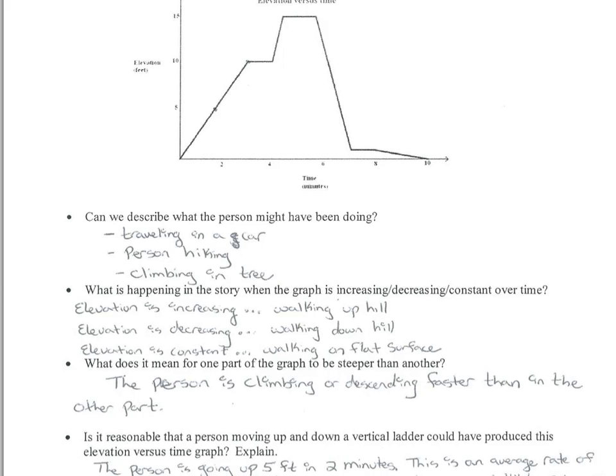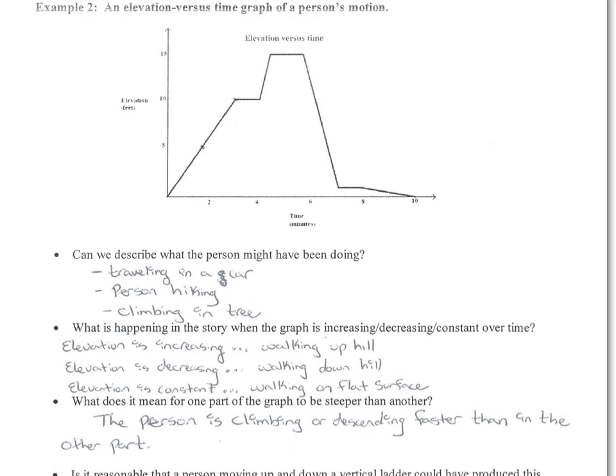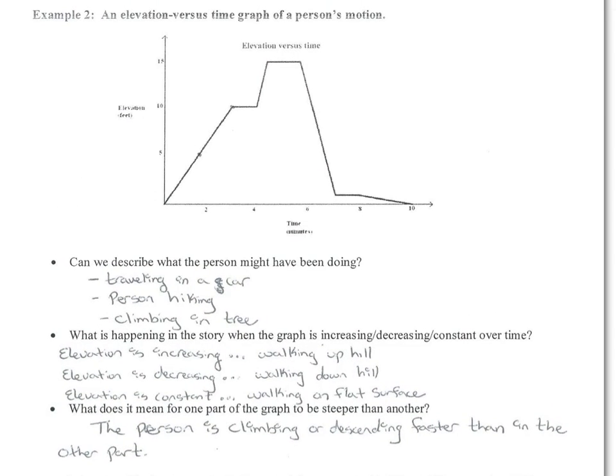I'm sure there's other ones you could have for describing what the person could have been doing. What is happening in the graph when it's increasing, decreasing, constant over time? I talked about it already, but I chose the person hiking. When the elevation is increasing, maybe they're walking up a hill. When the elevation is decreasing, maybe they're walking down the hill. When the elevation is constant, they're walking on a flat surface. But you could do that for either one of these other two pieces as well, and I actually talked about the tree already.